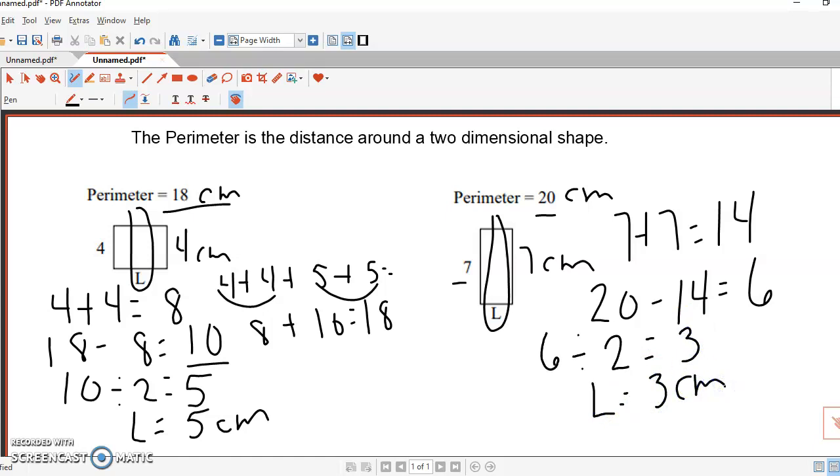We can check our work by adding 7 plus 7 plus 3 plus 3. 7 plus 7 is 14 plus 6 equals 20. So our answer is correct.